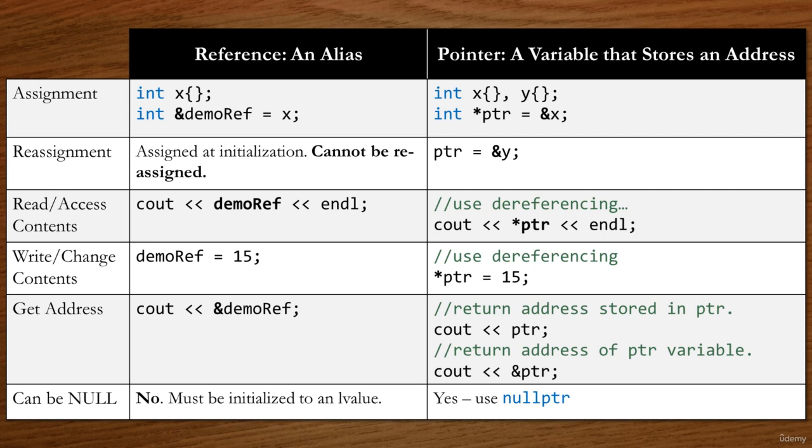If you do console output and ptr, then that is going to print out the address stored in the pointer variable, whereas if you do the address of operator followed by the pointer name, then that is going to print out the address of the actual pointer variable and not what it is pointing at.